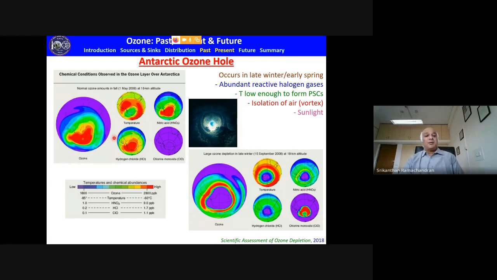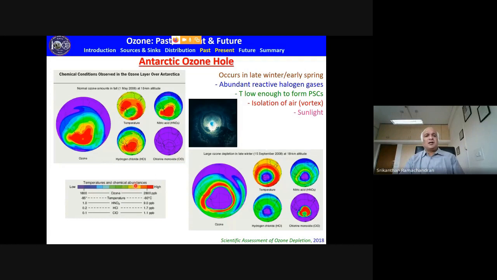So for example, the difference between the ozone-rich condition, when ozone depletion does not occur, versus when the ozone gets depleted, we have shown as a difference between May of a certain year and September of the same year, when the ozone depletion is maximum.